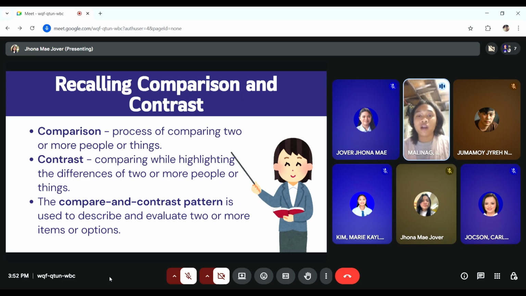The compare and contrast pattern is used to describe and evaluate two or more items or options. This pattern can serve two main purposes. The first one is, of course, description. It explains what each item is. And the second one is evaluation. It can judge which item is better or simply explain what a specific goal is.